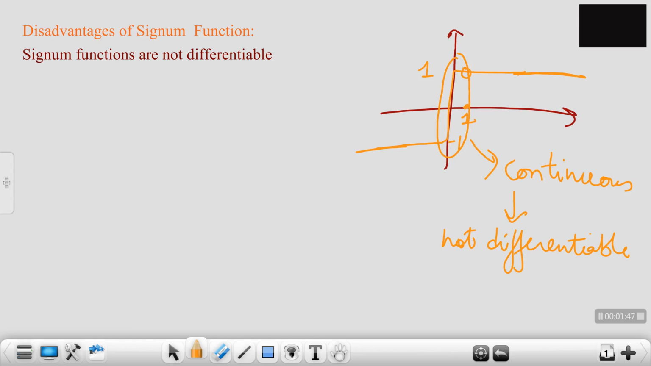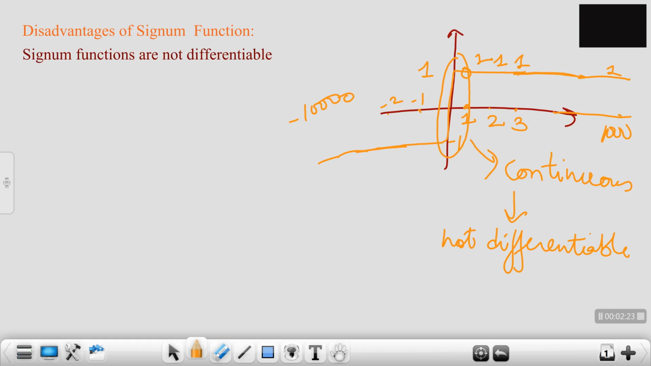There is no variation for the inputs. If the input is 1, the output is 1. If the input is 2, the output is 1. If the input is 3, the output is 1. If the input is 1000, the output will still be 1. Whether the input is large or small, it produces only one output, that is high. Similarly, if the input is negative, -1, -2, or even -10,000, the output will be -1. So it doesn't change with respect to the input. It just has two values, +1 or -1.